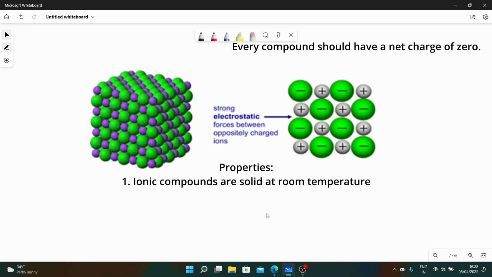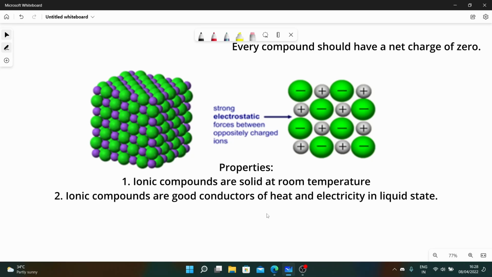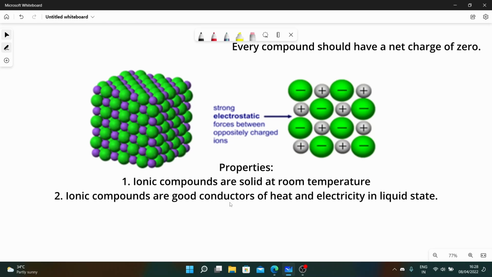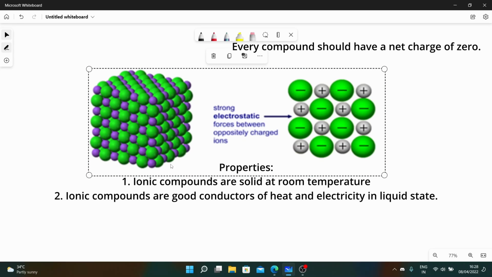Ionic compounds are good conductors of heat and electricity in liquid state, not in solid state, because they have charged particles and they can move around freely in liquid state when there is no lattice structure present. But in solid state, there is a lattice structure, and these ions are not able to freely move around, so they can't conduct heat or electricity.